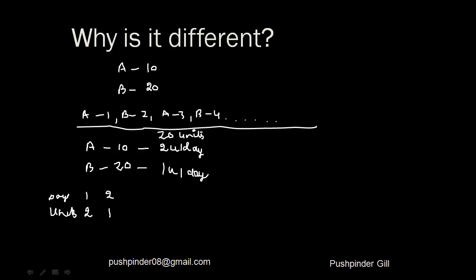That means in a span of 2 days, 3 units are finished. I hope everyone is understanding what I'm trying to do here. Till here, it's basic stuff. Now comes the tricky part. If I apply the unitary method, it takes them 2 days to finish 3 units.